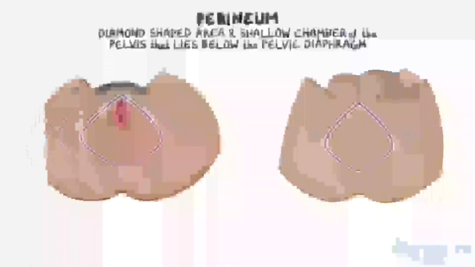The perineum is a diamond-shaped area and shallow chamber of the pelvis that lies below the pelvic diaphragm. At first glance, it may seem like a small and insignificant area, but it actually plays a key role in micturition, defecation, intercourse, and delivery by supporting the urinary, gastrointestinal, and reproductive organs of the pelvis.